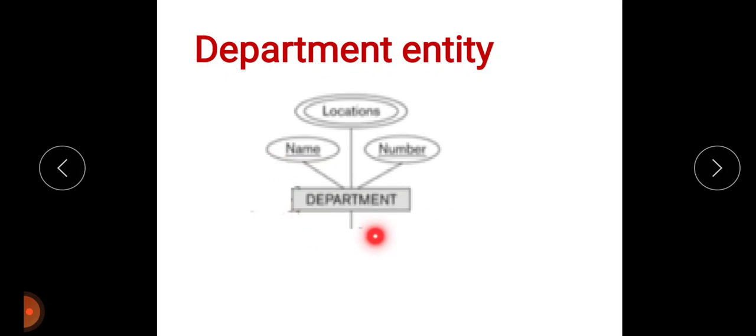Department. Department is an entity, that is a table name. Here name and number are key attributes. Observe here, this is a double oval notation. This is for multi-value. Department location is having more than one value. Therefore, it is represented in a double oval. Now, let us give a relationship between employee and department.